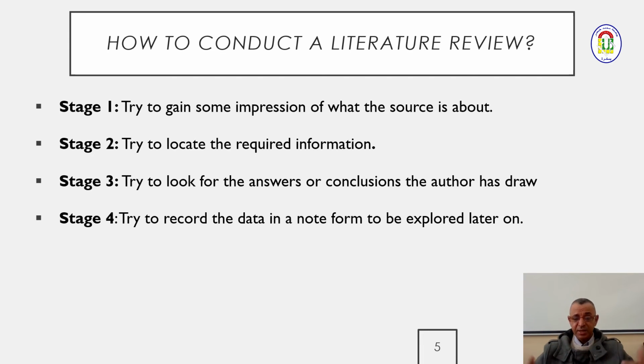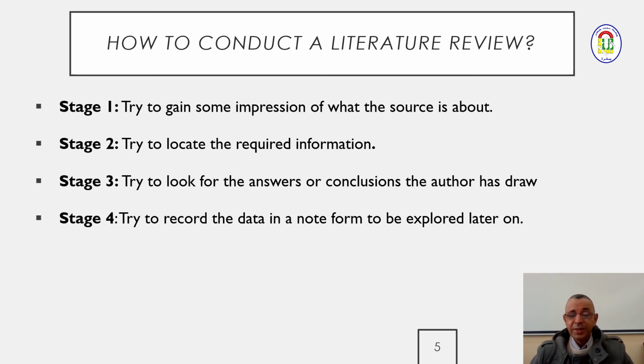In stage two, try to locate the required information. Next to the selection, we have to locate the needed information, because when we read any source, we are looking for specific information that we need in our study. And in stage three, try to look for the answers or conclusions the author has drawn. That means, in relation to our study, we look for answers to some questions we are raising, and some conclusions of previous studies that are helpful for our study.